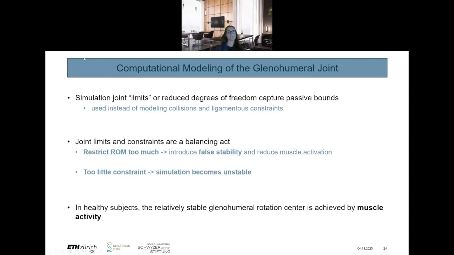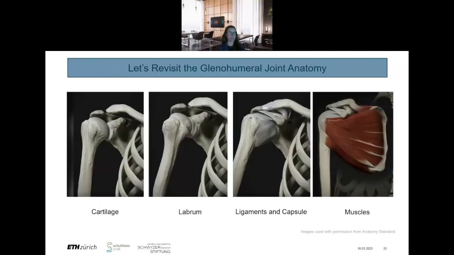And in healthy subjects, especially for the glenohumeral joint, this is difficult because we know that the relative stability of the glenohumeral joint is achieved in large part by active muscular activity. Going back to the glenohumeral joint anatomy, I mentioned that the cartilage and labrum change the joint surfaces and make them more congruent. But there's still a lot of range of motion, as you can see here, if we look at the cartilage and labrum. And then we have the ligaments and capsule, although the ligaments are thought to be mostly stabilizing at the end ranges of motion.